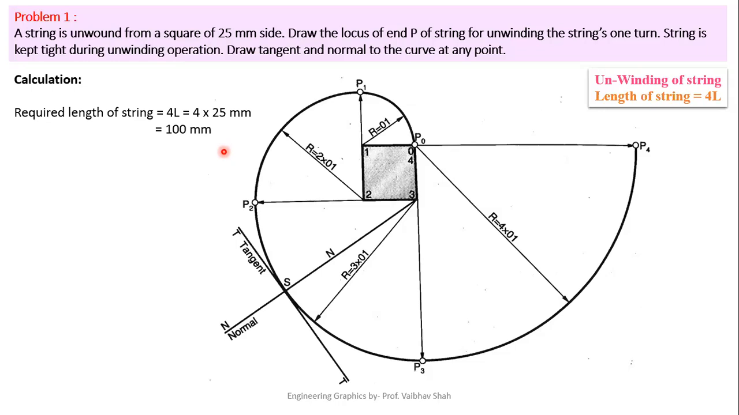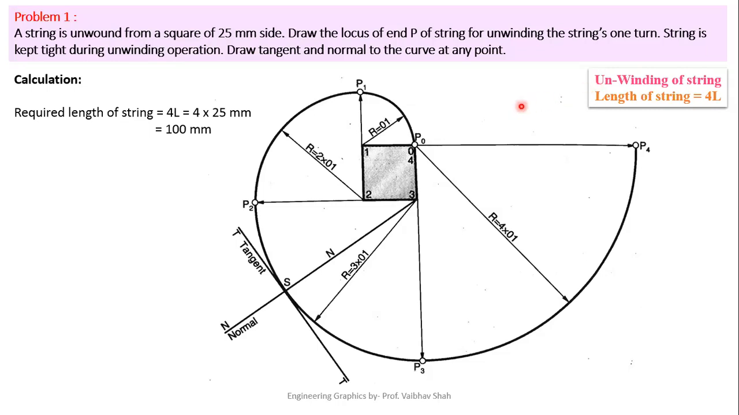So now let us start the example. So first of all, we have to draw one square with 25 mm side as said in example. After that, let us give numbering to this square 0, 1, 2, 3 like this. Now let us attach one string at 0 point like this horizontally. So the length of the string would be of 100 mm. Now this is the case of your unwinding of the string.